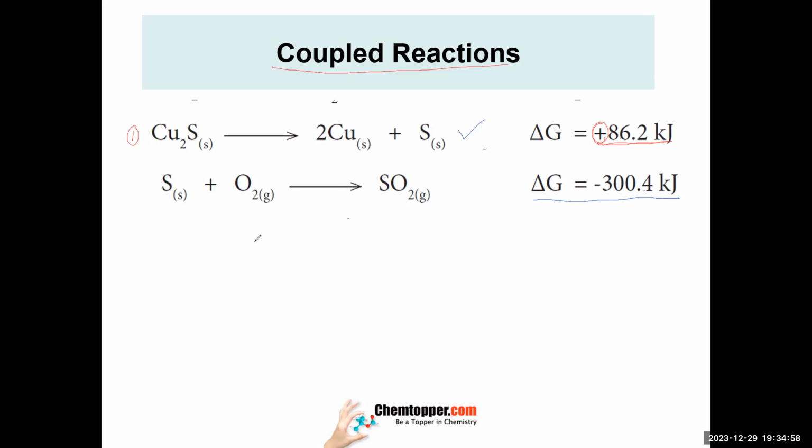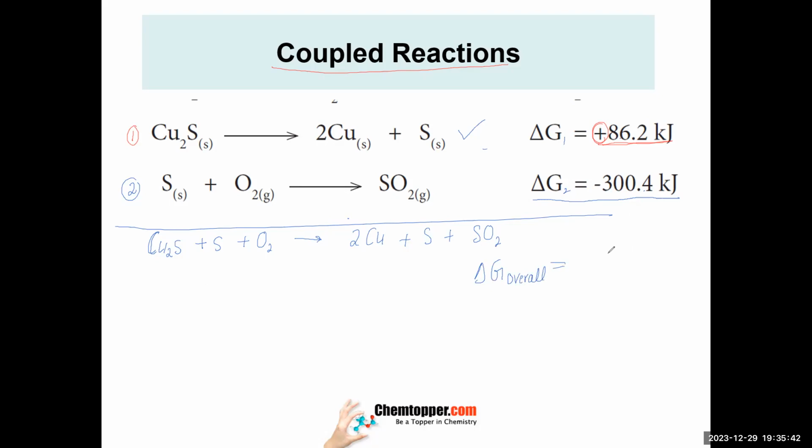Now I want to carry out this reaction, but reaction is non-spontaneous. So what we can do, we can carry out both the reactions together. Now you carry out this reaction. See, you add these two reactions. So treat this Cu2S with O2. It will give you 2Cu plus S plus SO2. Use Hess's law. This is delta G1, this is delta G2. So what is delta G for the overall reaction?